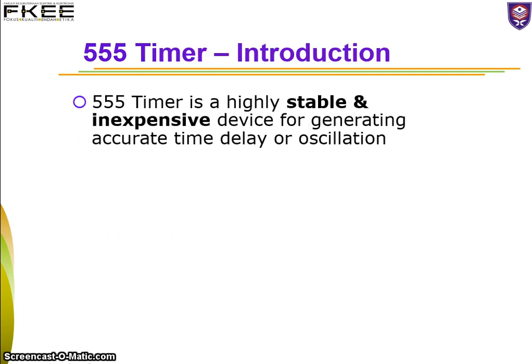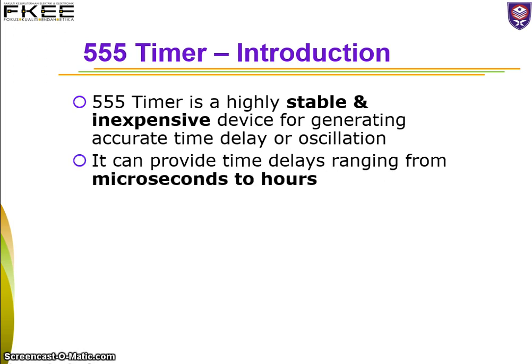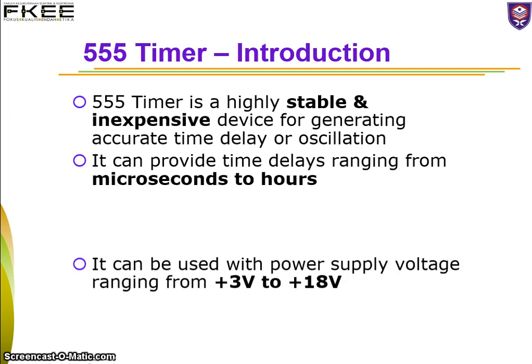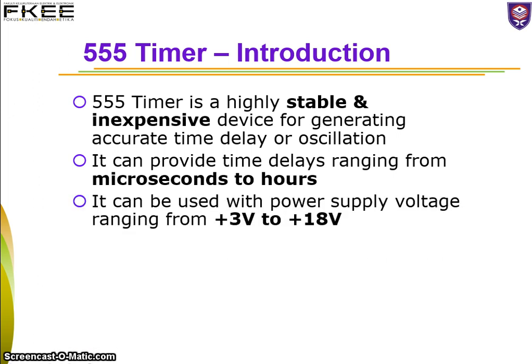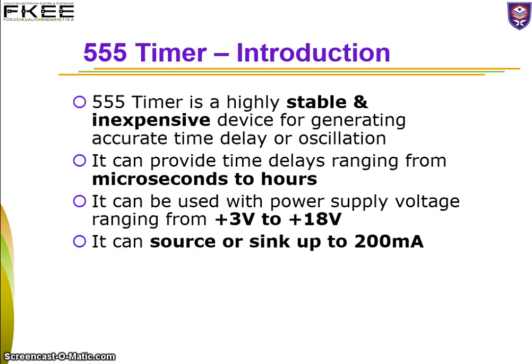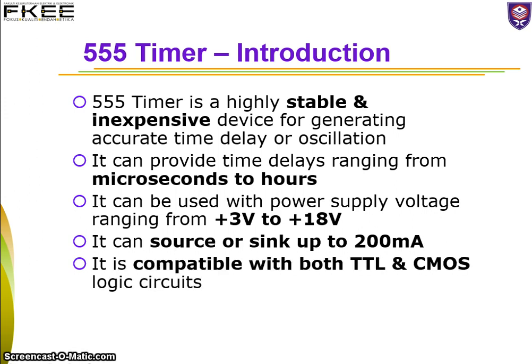For the introduction, the 555 timer is widely used because it is a very stable and inexpensive device for generating accurate time delay or oscillation. It can provide time delays ranging from microseconds to hours, and it can be used with a very low power supply, from as low as 3 volts up to 18 volts. It can source or sink up to 200 milliamps, meaning that as a source or as a sink it can handle a very large amount of current. And it is compatible with both TTL and CMOS logic circuits.